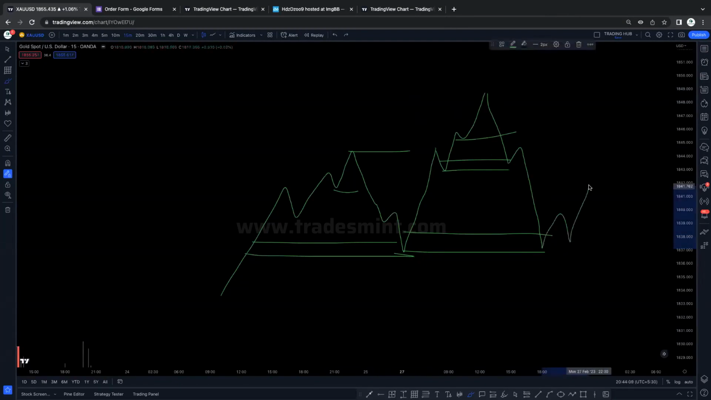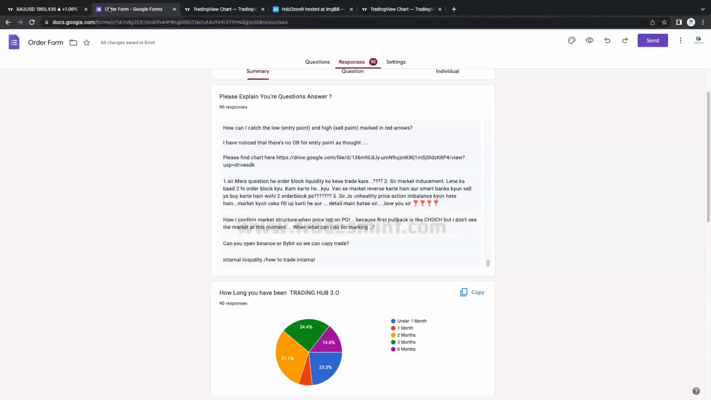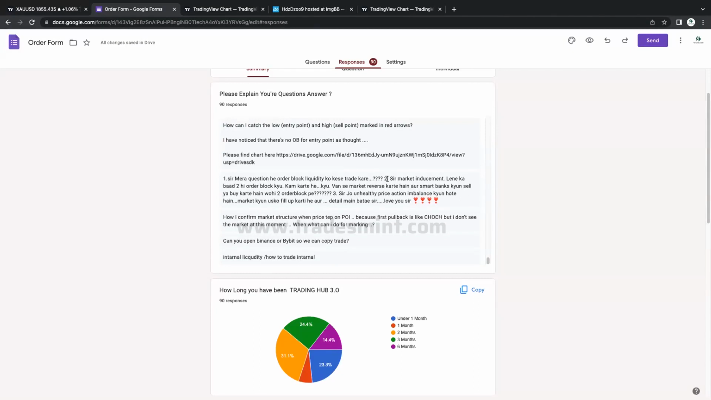Okay, so the market goes higher like this, pick the structure. How do I confirm the structure when price taps on a PY? Because the first pullback is like a CHoCH, but I don't see the market at the moment. When I go to marking, please mention a TradingView URL or screenshot, then I can understand much better.